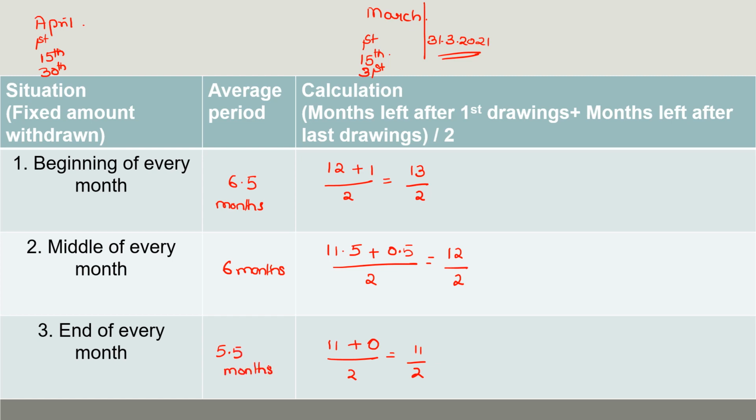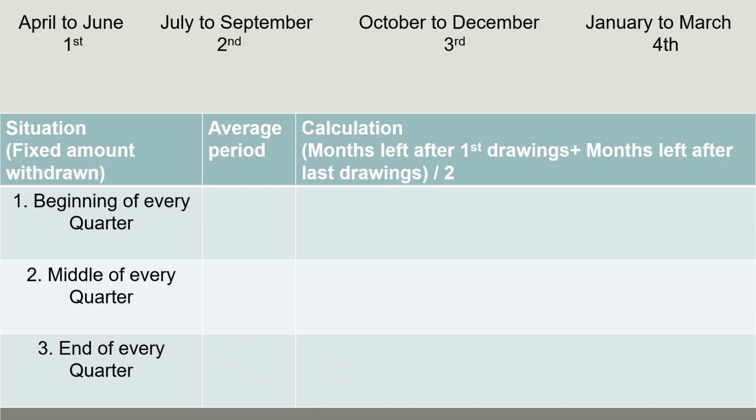So this is how we calculate when the drawings are made at the beginning of every month, middle of every month, end of every month. You can make a table and note down these situations and the average period so that you can keep revising it again and again. Now I'll go to the next situation.